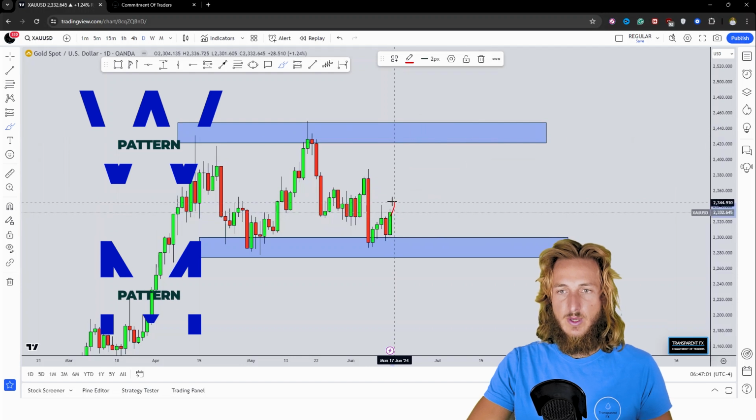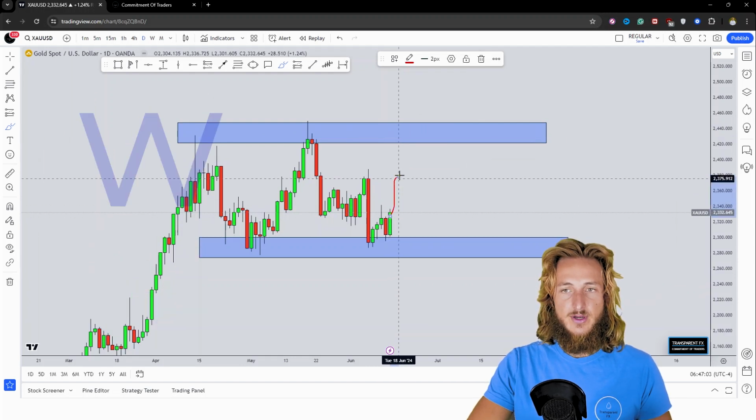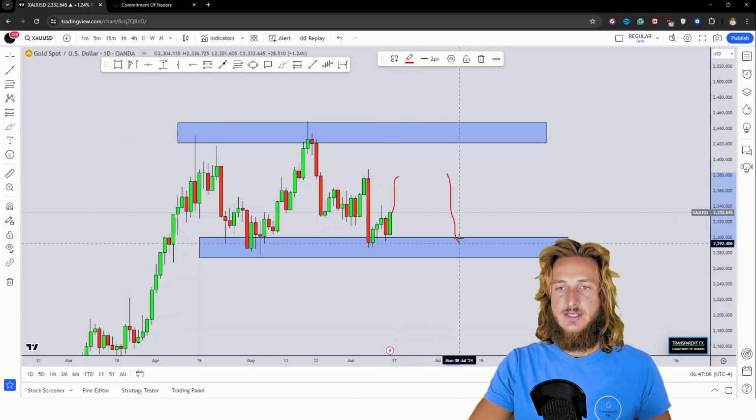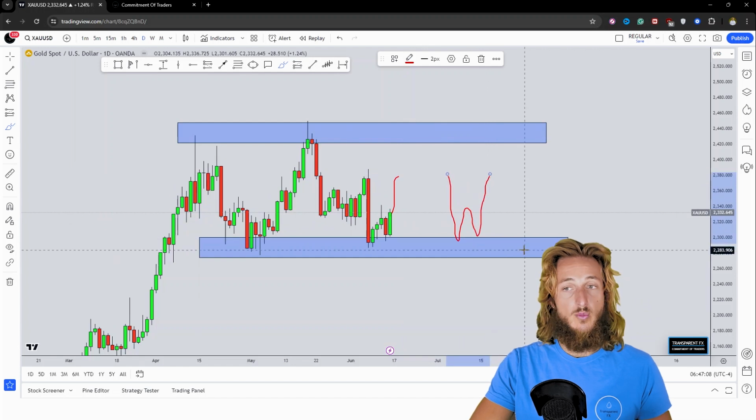Now, in this case, what we can notice is that if from here the market will continue higher, essentially we would have the creation of this W formation.